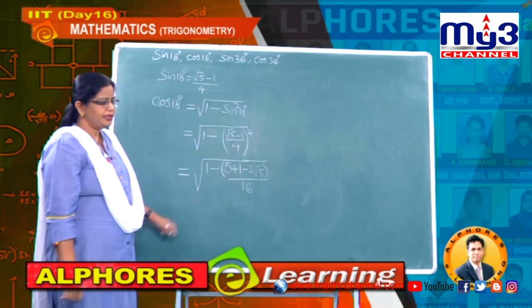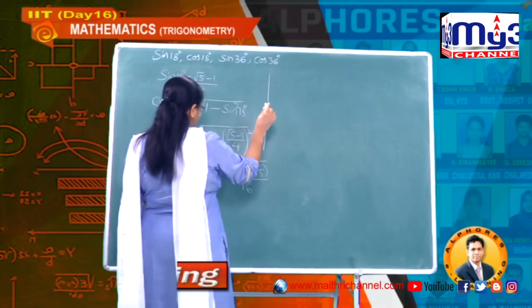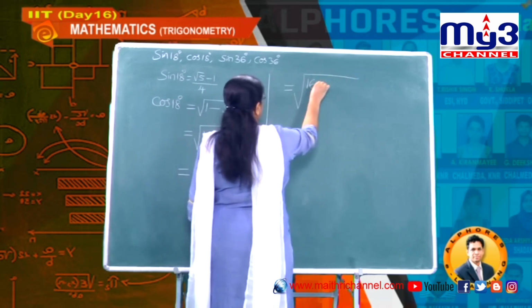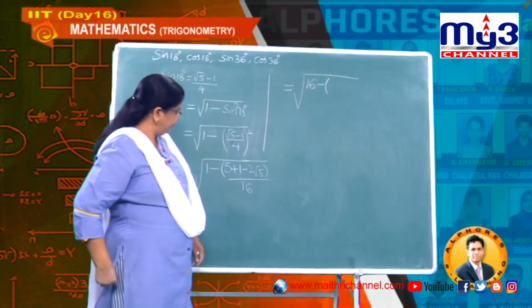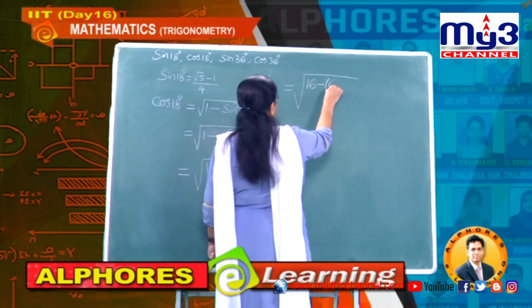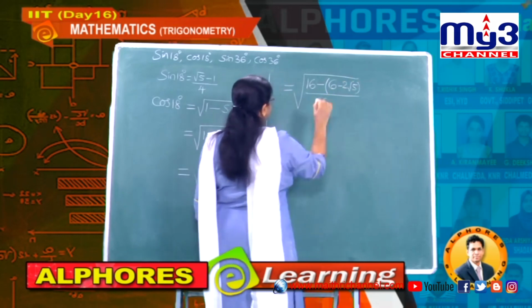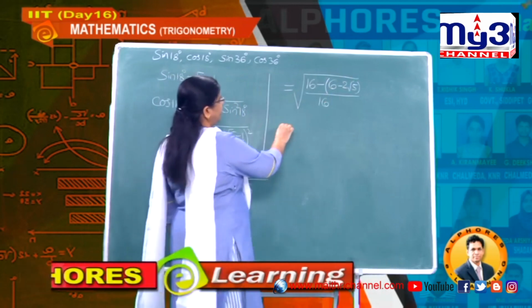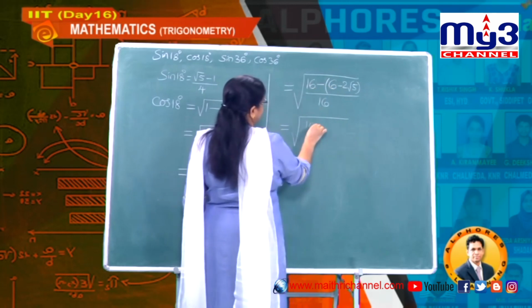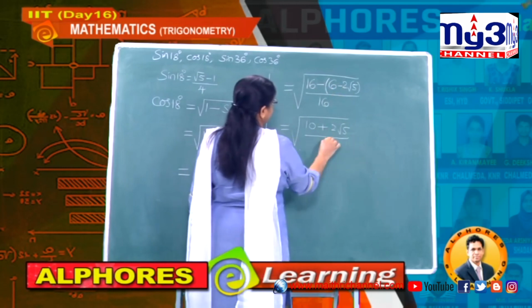Okay. Now let us take 16 as LCM. So if you take 16 as LCM, then this is equal to under root of 16 minus, put a bracket, then what is the value here? It is 5 plus 1, 6, and 6 minus 2 root 5, divided by how much here? It is 16. Therefore, let us multiply now, that is equal to under root of 16 minus 6, 10, and minus into minus plus 2 root 5, whole divided by 16.